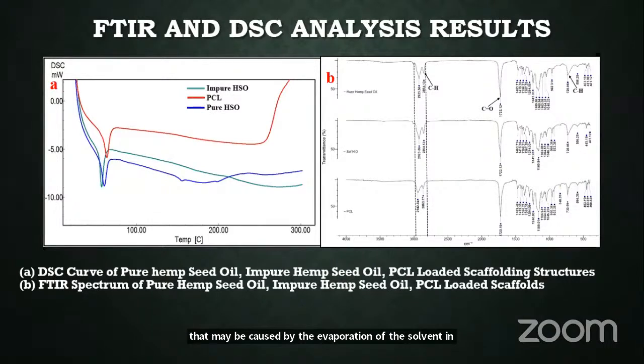And moreover, new peaks were observed in the degradation of scaffolding structures in the temperature range of approximately 150 to 200 degrees Celsius in pure hemp seed oil. So from these, it can be interpreted as the higher thermal sensitivity of scaffolds produced from pure hemp seed oil.